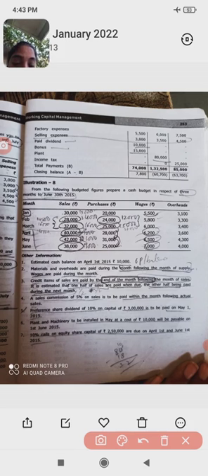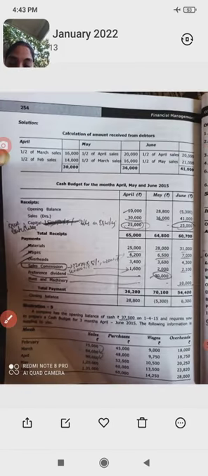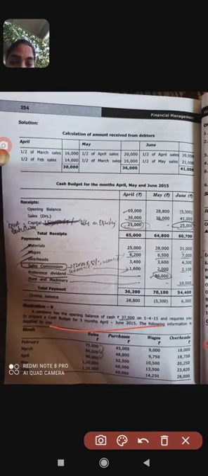In which month is it paid? On May 1st. In the month of May, not April. April is nil, and in the month of May we pay the preference share dividend of 10% on 3 lakhs, which is nothing but 30,000. Preference share dividend is 30,000 in the month of May. Is it clear?